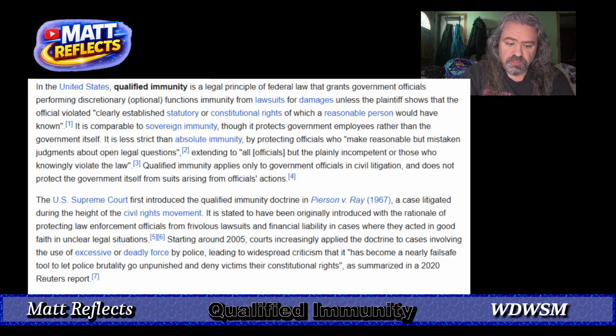The U.S. Supreme Court first introduced qualified immunity doctrine in Pierson versus Ray in 1967, a case litigated during the height of the civil rights movement. It's stated to have been originally introduced with the rationale of protecting law enforcement officials from frivolous lawsuits and financial liabilities in cases where they acted in good faith under unclear legal situations. Starting around 2005, courts increasingly applied the doctrine to cases involving the use of excessive or deadly force by police, leading to widespread criticism that it has become a nearly fail-safe tool to let police brutality go unpunished and deny victims their constitutional rights, as summarized in a 2020 Reuters report. Okay, so that's how it's defined on Wikipedia.